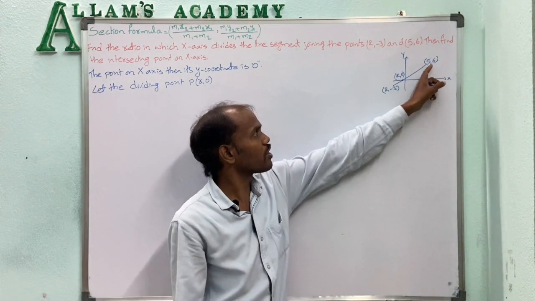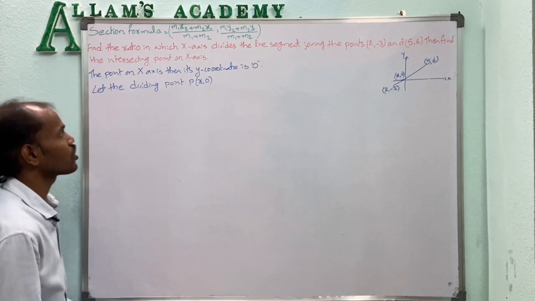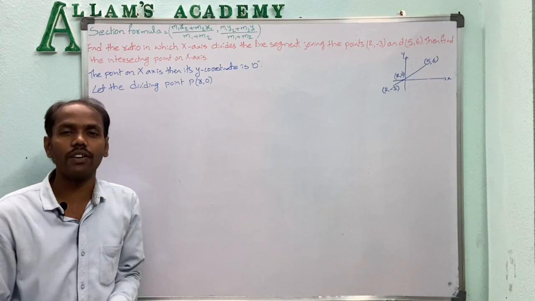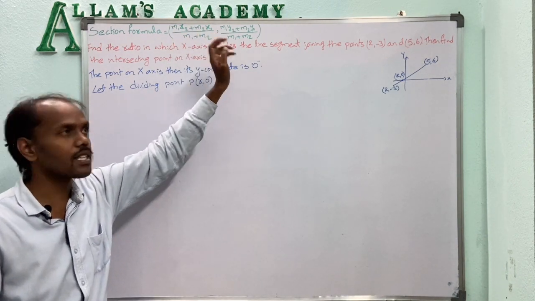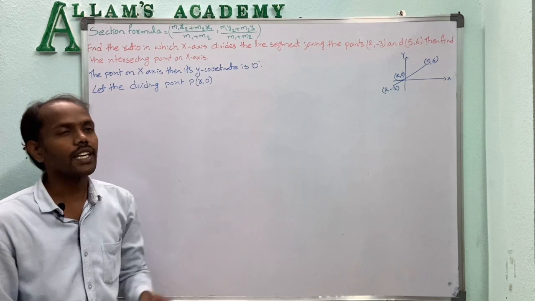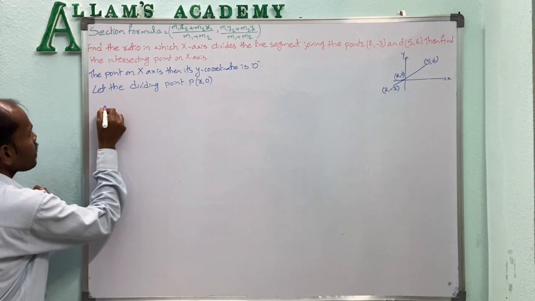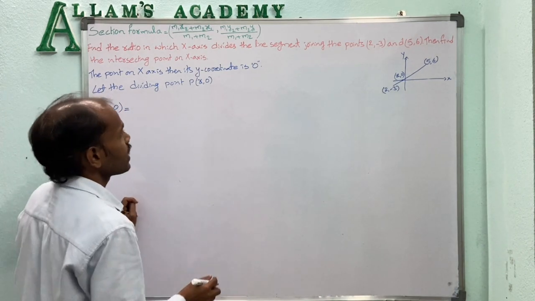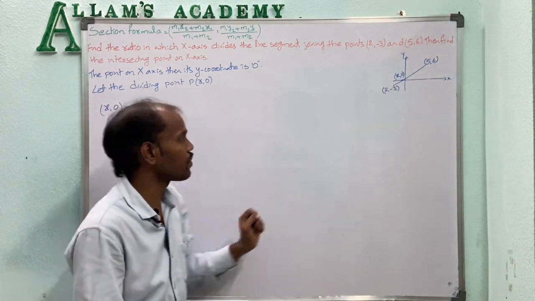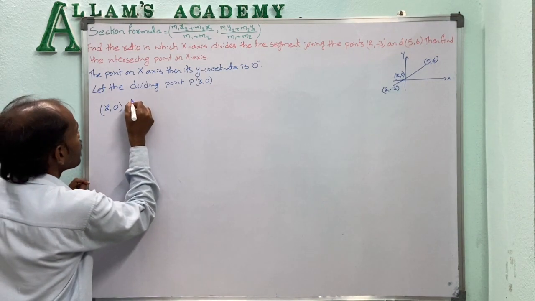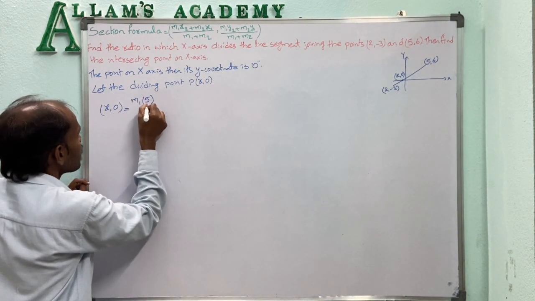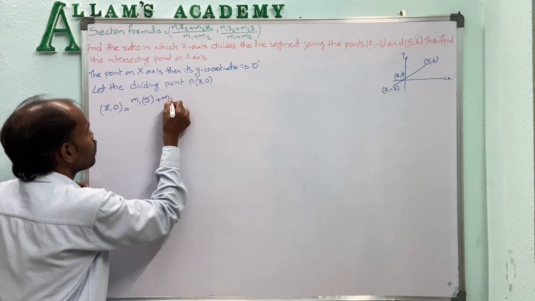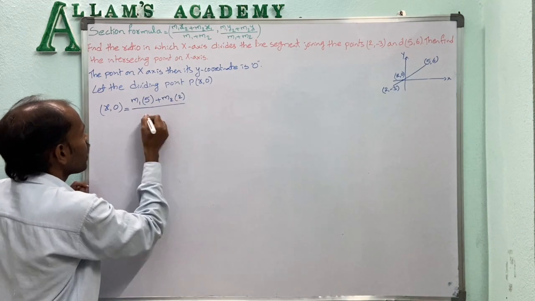Now these 2 points are divided by x comma 0 in which ratio? So we have to use the section formula, and the section formula is (m1x2 plus m2x1) by (m1 plus m2), (m1y2 plus m2y1) by (m1 plus m2). So x comma 0 is equal to m1 into x2, that is 5, so m1 into 5 plus m2 into x1, so m2 into 2, by m1 plus m2.